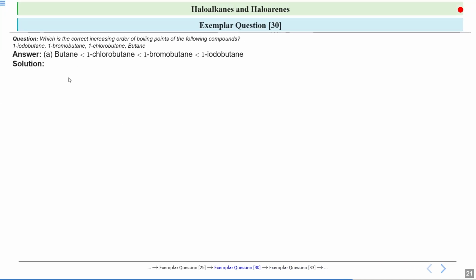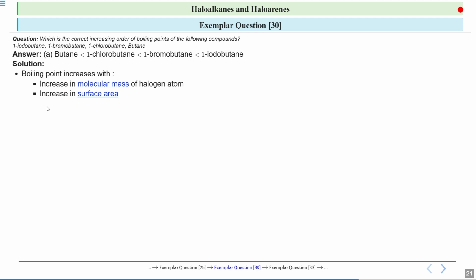So for this question, the correct answer is option A: the highest boiling point will be for 1-iodobutane, then for 1-bromobutane, then for 1-chlorobutane, and the least is for butane. Why? We have covered boiling point, right? Boiling point increases with the increase of molecular mass of the halogen atom. If your halogen atom has greater atomic mass, then its boiling point will also be greater.